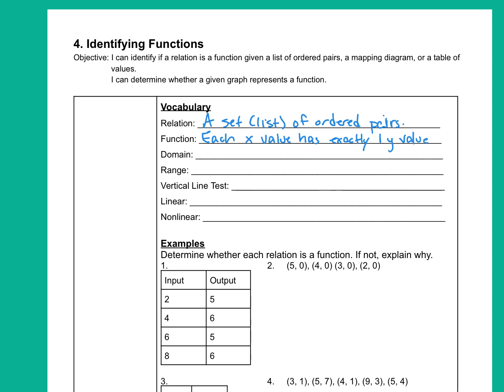The domain is the x values. So if we look at all the x values together, that's called the domain. And then the range would be the y values of a relation. So in a list of ordered pairs, all the y values would be the range.